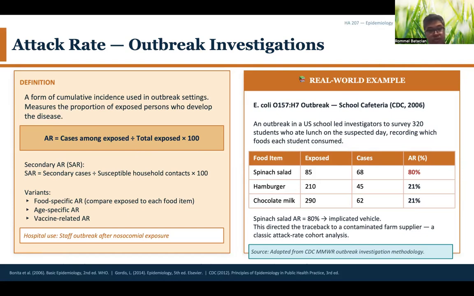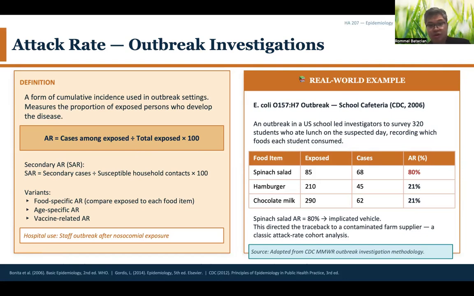So, for example, in COVID-19, you can use this because of the contagious nature of the disease. You can also calculate food-specific attack rates. So this is very useful in foodborne outbreak investigations. So you can see here an example.